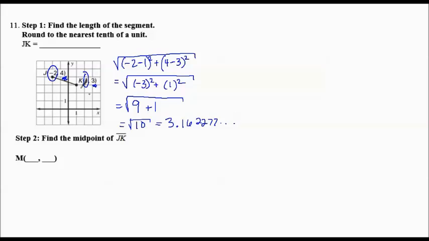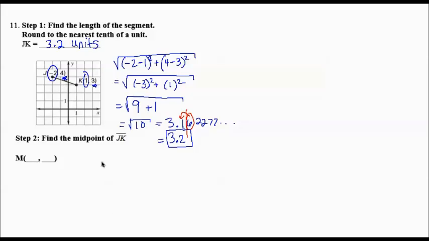3.162277 keeps on going, but they're asking us to round to the nearest tenth, so we need to cut it off here, leaving only the tenth place. So the number to the right tells us that the 1 should really be bumped up. So our final answer should really be a 3.2. That should be what we write here, 3.2 units.